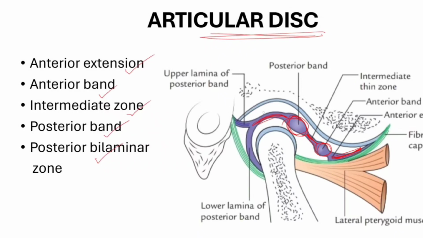This posterior bilamellar zone divides into upper and lower lamellae. In between them, there is a venous plexus. The upper lamella gets attached to the squamotympanic fissure or suture. The lower lamella gets attached to the posterior surface of the neck of the mandible.